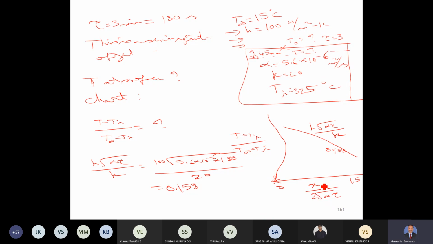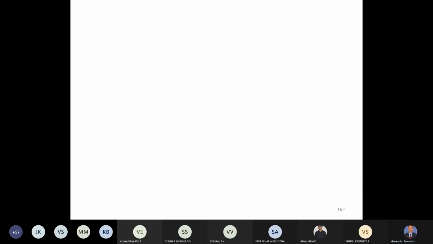X divided by root alpha tau, since we were interested in the surface initially, this value is equal to 0, which means we have to read this on the y-axis. So you read the value on the y-axis here. That will be somewhere between 0.1 and 0.15. It's close to 0.15, but slightly lesser. So we can say that (T minus Ti) divided by (T infinity minus Ti) is equal to 0.14.